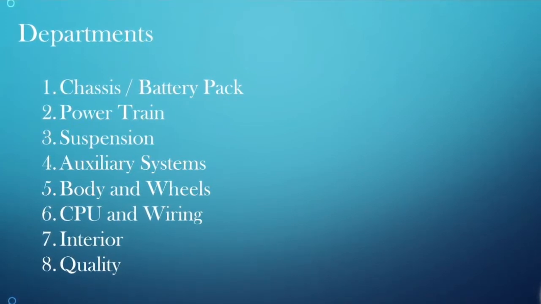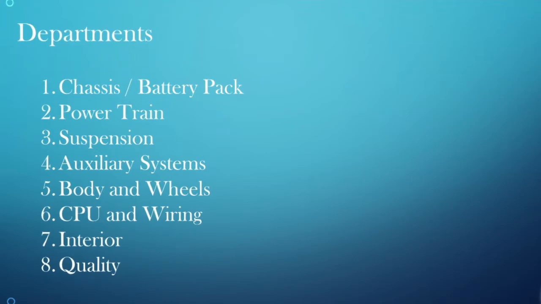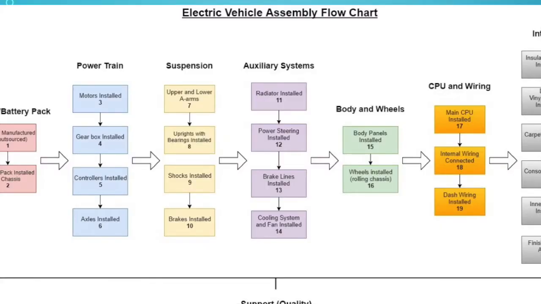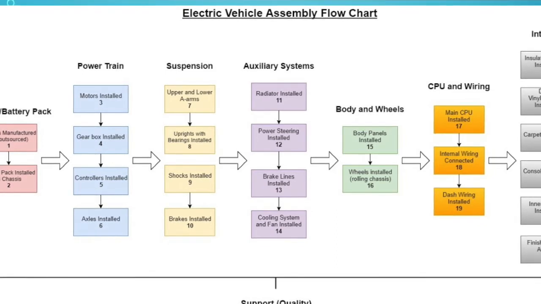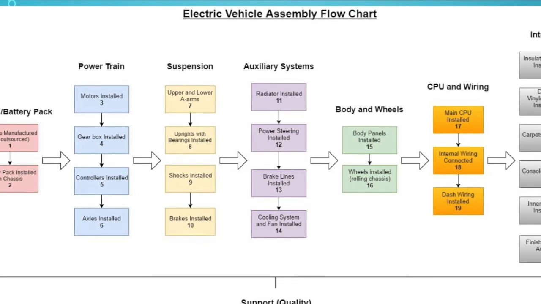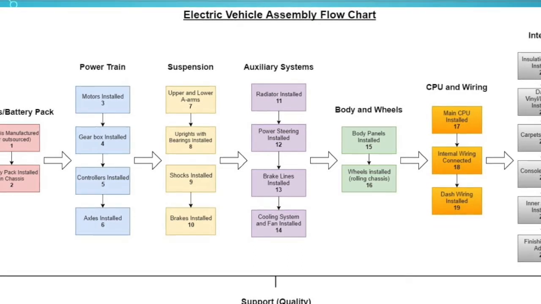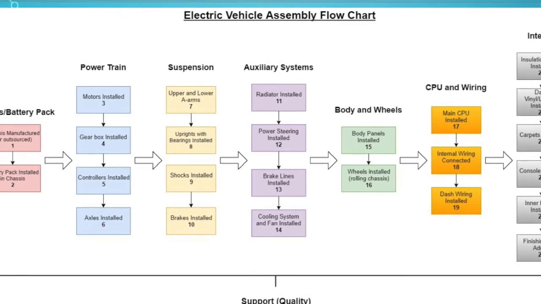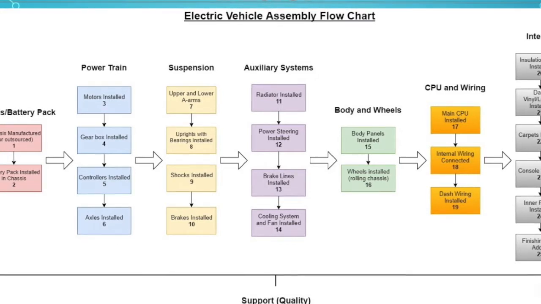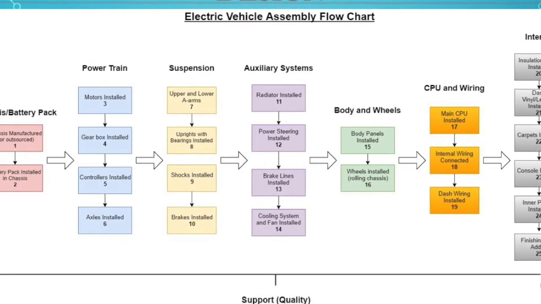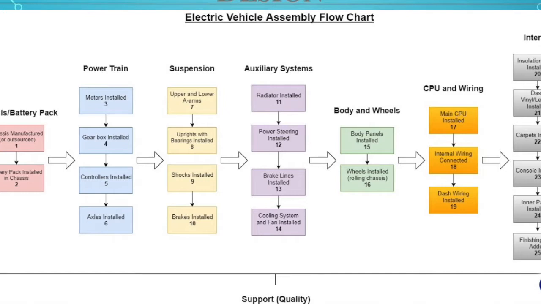Then we researched what steps would need to take place within each department. Here we have a flow chart that we created of the car assembly process. It begins in the chassis and battery pack department with the delivery of an outsourced chassis into which the battery pack is then inserted. After the battery pack is put in the chassis, it is moved to the powertrain department where the motor, gearbox, controllers, and axles are installed in that order.